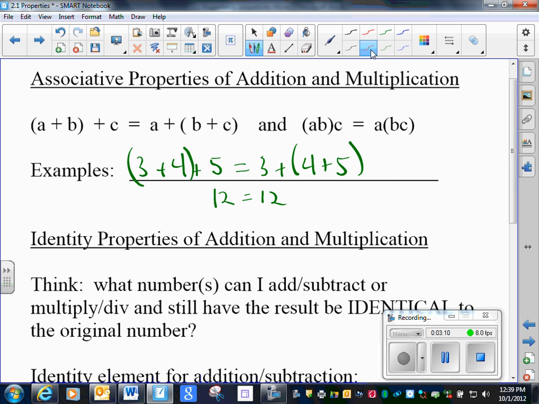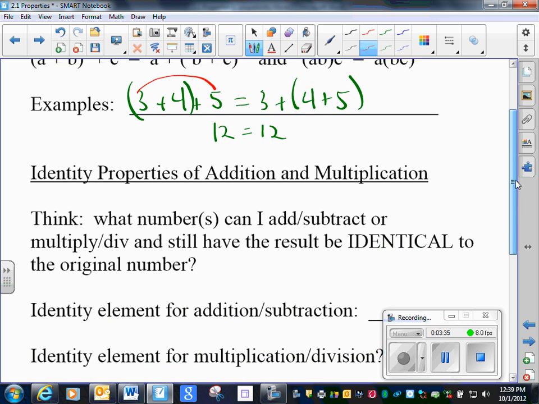And we could have a third possibility of saying, well, I'm going to add the 3 and the 5 first and get 8 and 4 and make 12. Any association of these numbers will yield the same answer. Of course, these only work for addition and multiplication. When you get into subtraction and division, you have a whole other story.